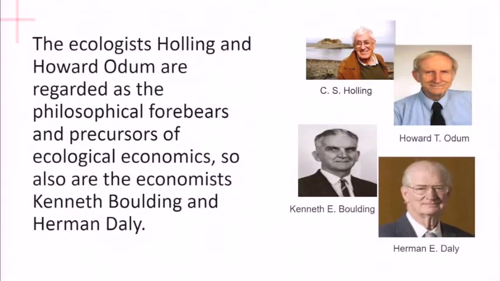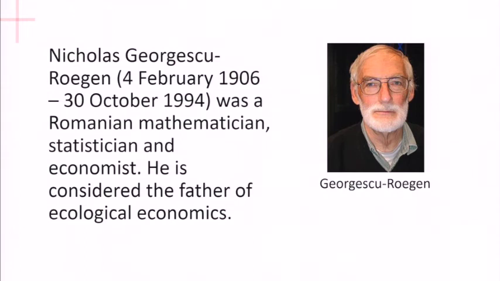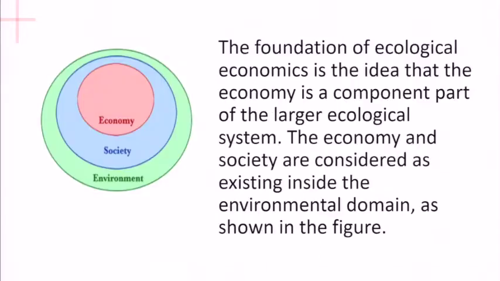So, the people who have been working in the field of economics include Holling and Howard Odum, who are regarded as the philosophical forebears and precursors of ecological economics. So also economists such as Kenneth Boulding and Herman Daly. However, Nicholas Georgescu Roegen, who worked between 1906 and 1994, a Romanian mathematician, statistician, and economist, is considered the father of ecological economics. Now, how do we look at ecological economics?